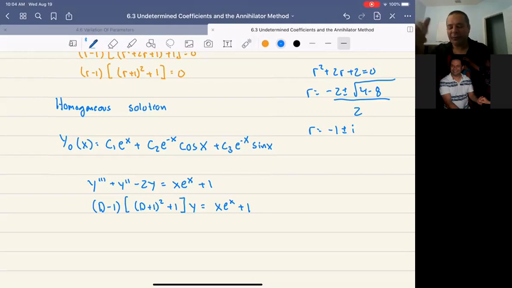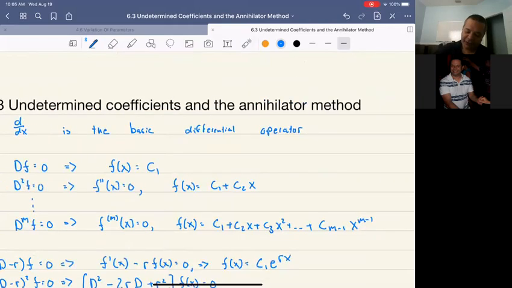Now we're actually getting to the part where we're doing something new. Well, we also did that, that was new, but now we're getting to the part that makes this cool. We want to annihilate the right-hand side. So how do we annihilate x e to the x? We need a D minus 1 squared. D minus 1 won't annihilate it. D minus 1 annihilates e to the x, but D minus 1 squared annihilates x e to the x. So that's what we were talking about over here.